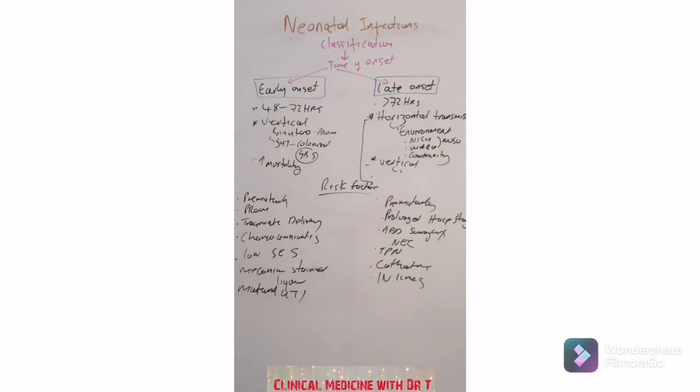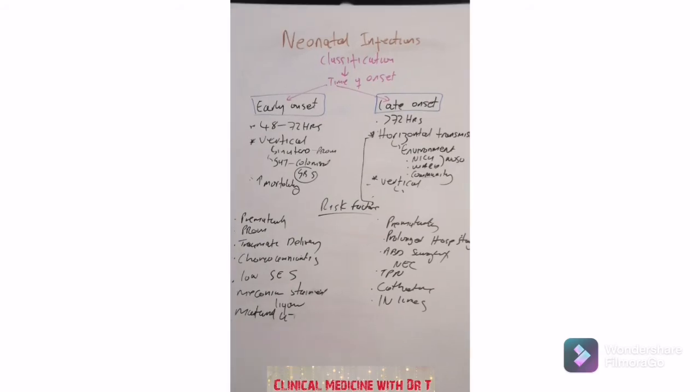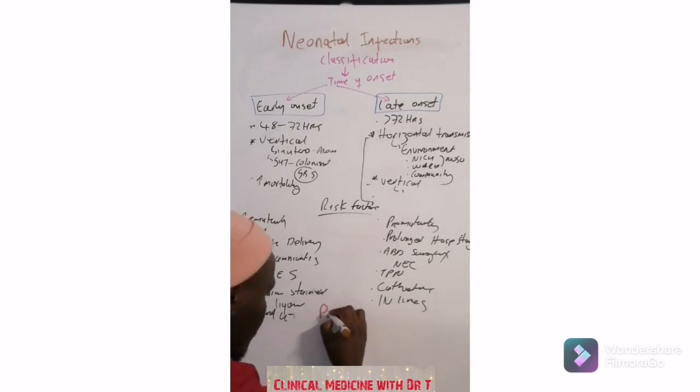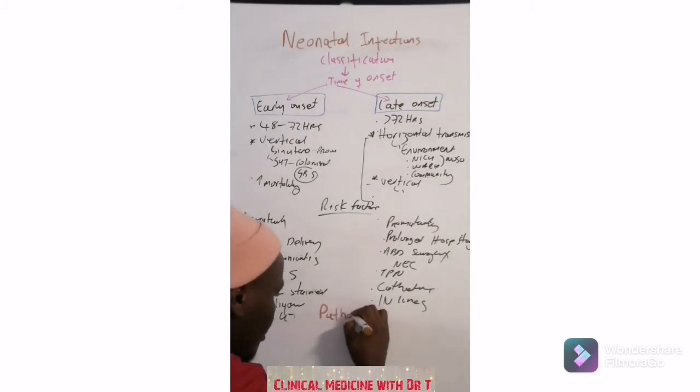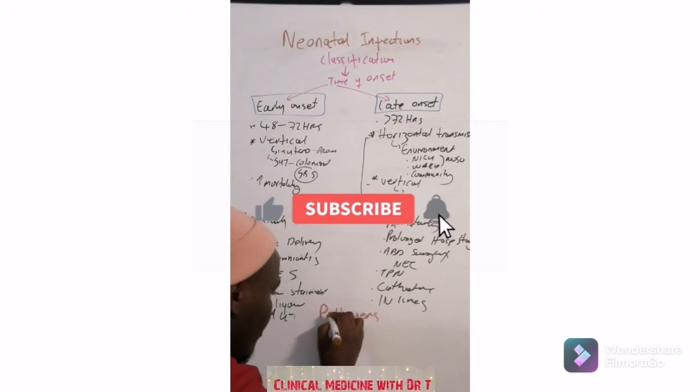So now let's talk about the common pathogens, the pathogens that cause early onset and late onset, and the choice of antibiotics is related to the pathogen involved. Pathogens involved.